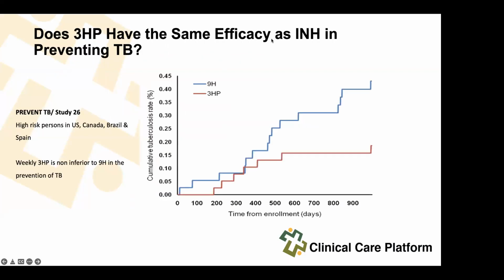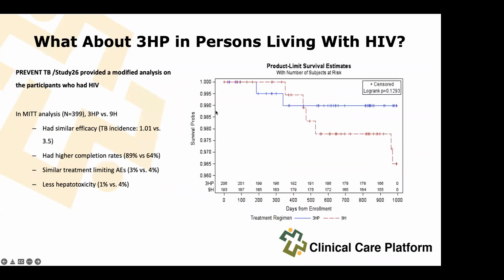Does it have the same efficacy? Does it work? Do you get the same outcomes as INH? And as you can see, they're very comparable. If you look at the cumulative number of TB cases, actually we had fewer TB cases from patients taking 3HP versus 9 months INH. And remember, in South Africa, we are not taking 9 months INH, we're taking 12 months INH. I thought I should share with you this magic combination.